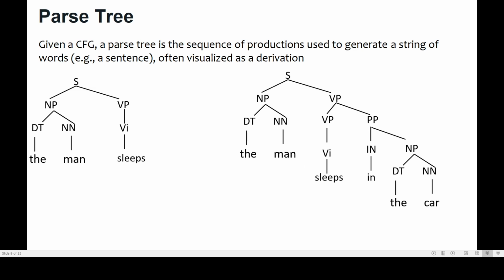In the right hand side parse tree, we can see a bigger sentence, the man sleeps in the car. So we can guess that as your sentences get bigger, the parse tree will continue to grow. That means if you have a finite set of production rules, using those finite set of production rules, you can generate infinite set of strings. That means if your sentence is bigger than this, like the man sleeps in the car yesterday when I was sleeping in my room, using the same production rules you can generate a bigger sentence.